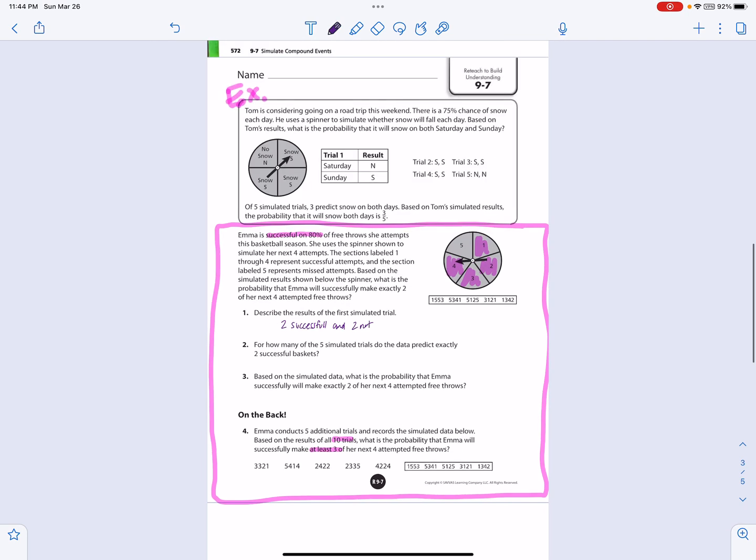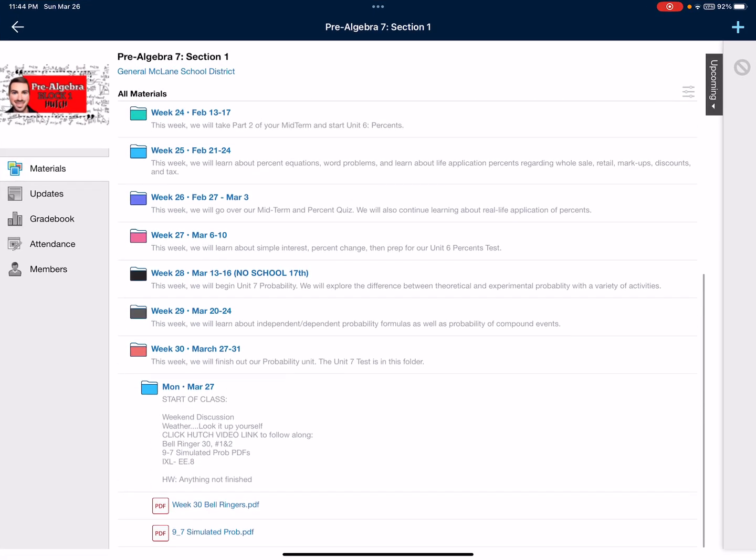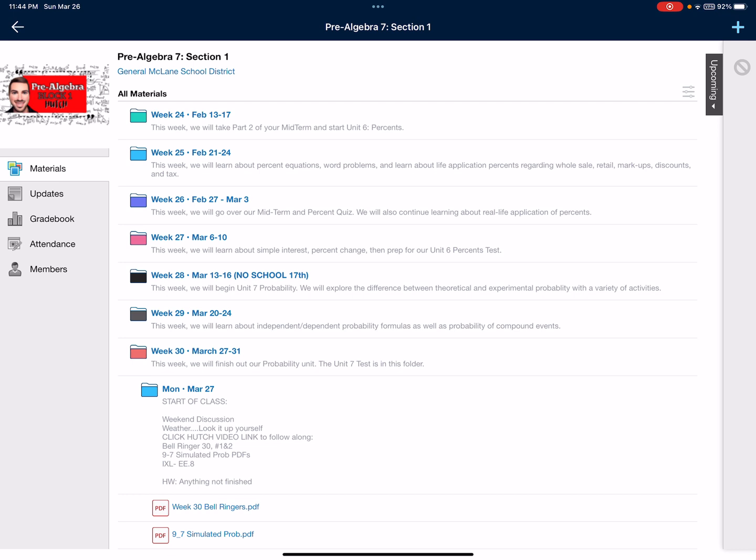All right, so that is your homework. Once you get that done, if you take a look at Schoology, it says to go to IXL EE point 8 and complete that. Anything not finished is your homework today.